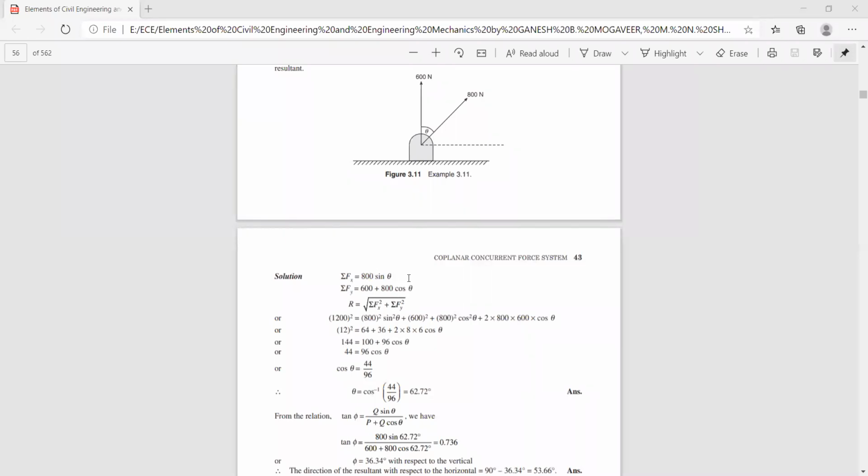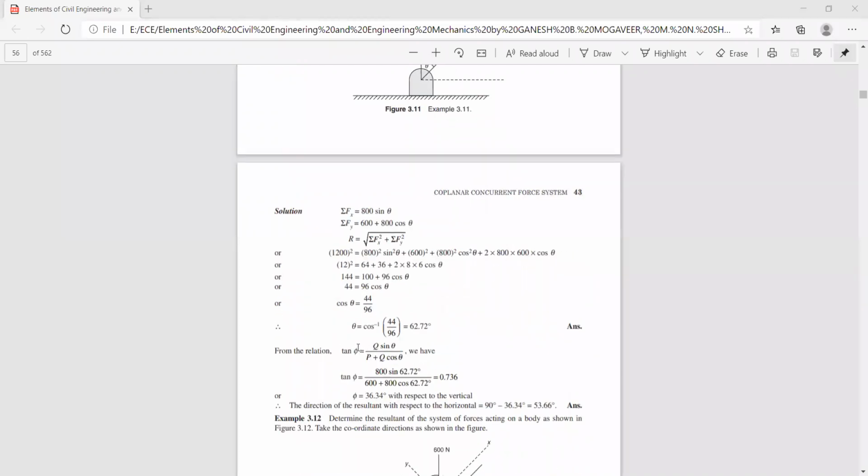Either you can use this equation in order to find the direction of the resultant, or you can substitute and find out the values of sigma f of x. 800 sine theta, so theta you have calculated, you will get some value. Similarly, you can find out sigma f of y, that is 600 plus 800 cos 62.87, you will get some value. Then you can find tan alpha. Tan alpha is equal to sigma f of y by sigma f of x, or else you can also use this equation.